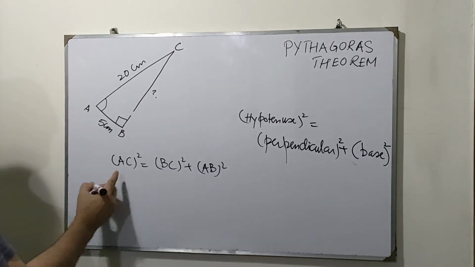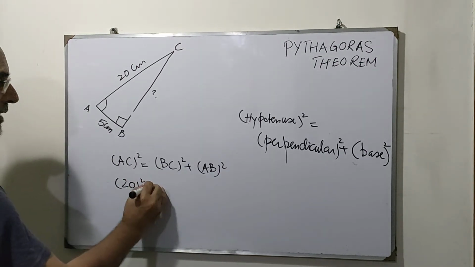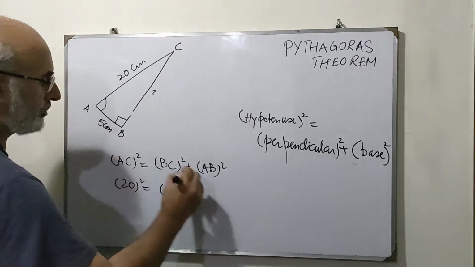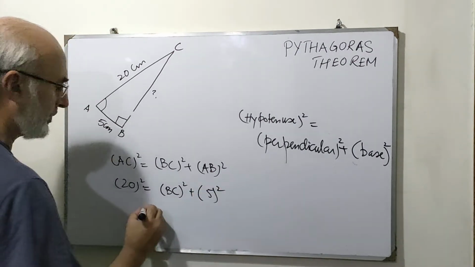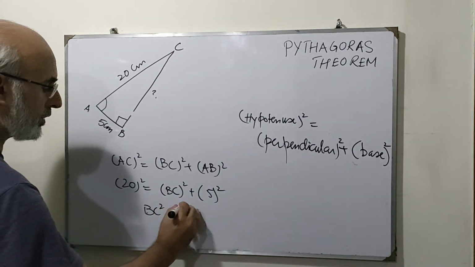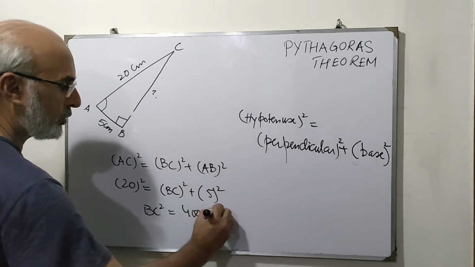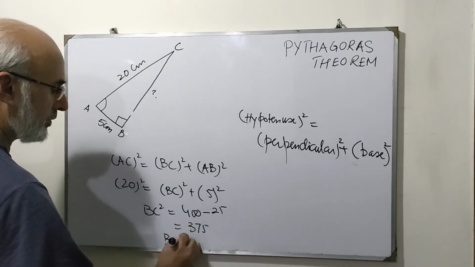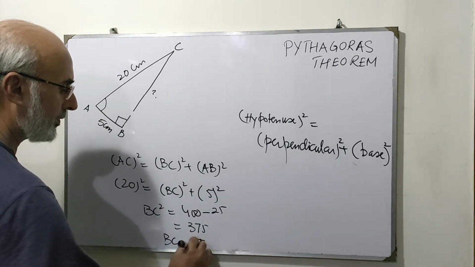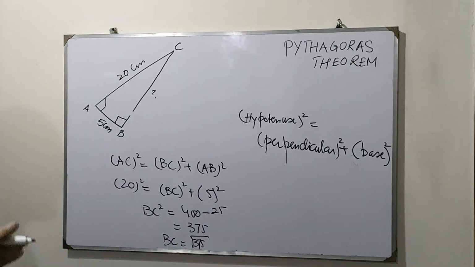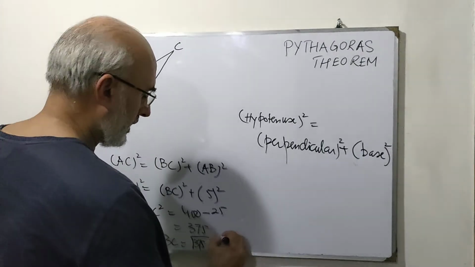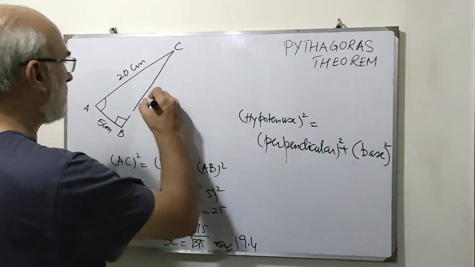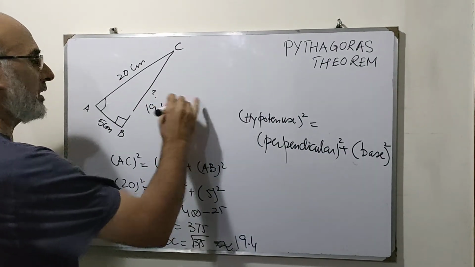Now AC, what is it? 20. BC is not known, plus AB which is 5 square. So BC square is equal to 400 minus 25, which is equal to 375. Now BC is equal to root 375. Apply calculator over here, and it is approximately equal to 19.4. So this is 19.4 centimeters.